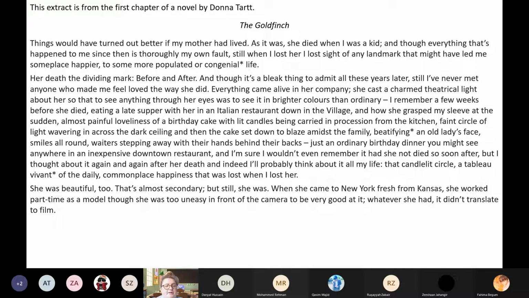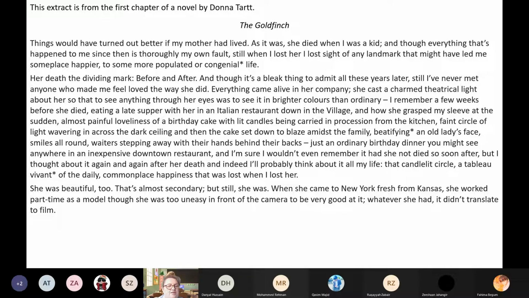Everything came alive in her company. She cast a charmed theatrical light about her, so that to see anything through her eyes was to see it in brighter colours than ordinary. I remember a few weeks before she died eating a late supper with her at an Italian restaurant down in the village, and how she grasped my sleeve at the sudden, almost painful loveliness of a birthday cake with lit candles being carried in procession from the kitchen. Faint circle of light wavering in dark across the dark ceiling, and then the cake set down to blaze amidst the family beatifying an old lady's face. Smiles all round, waiters stepping away with their hands behind their backs.